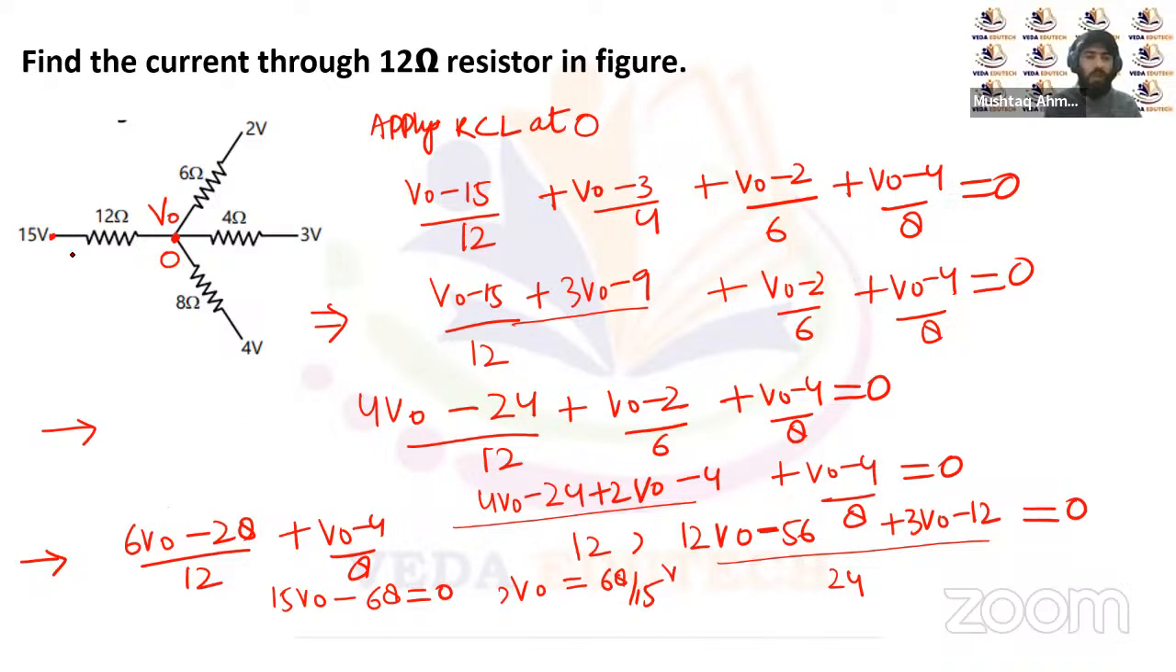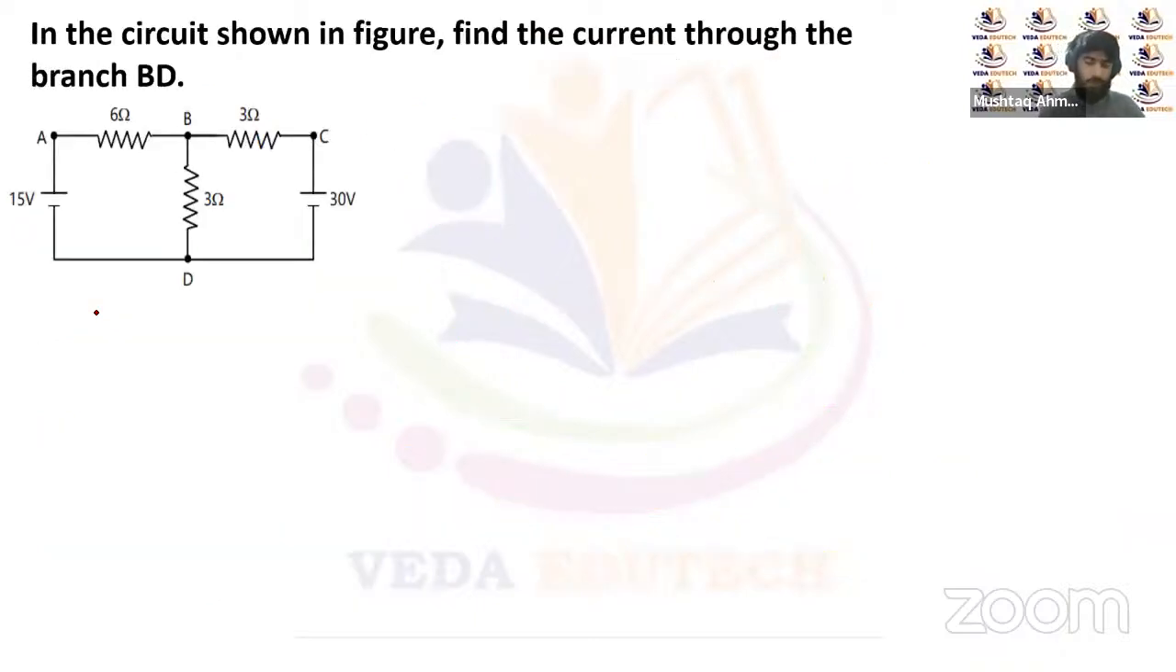And if we have to calculate the current through this 12 ohm resistor, it will be equal to 15 minus 68 over 15, divided by the resistance, that's 12 ohm. That will be the current flowing through this 12 ohm resistor. So what we did in this circuit is we just applied the KCL at this junction point O. From there we calculated the V naught potential, and then we calculated the potential difference, and the potential difference over the resistance of this resistor will be equal to the current flowing through that 12 ohm resistor. So that's it. Let's move on to the next question.